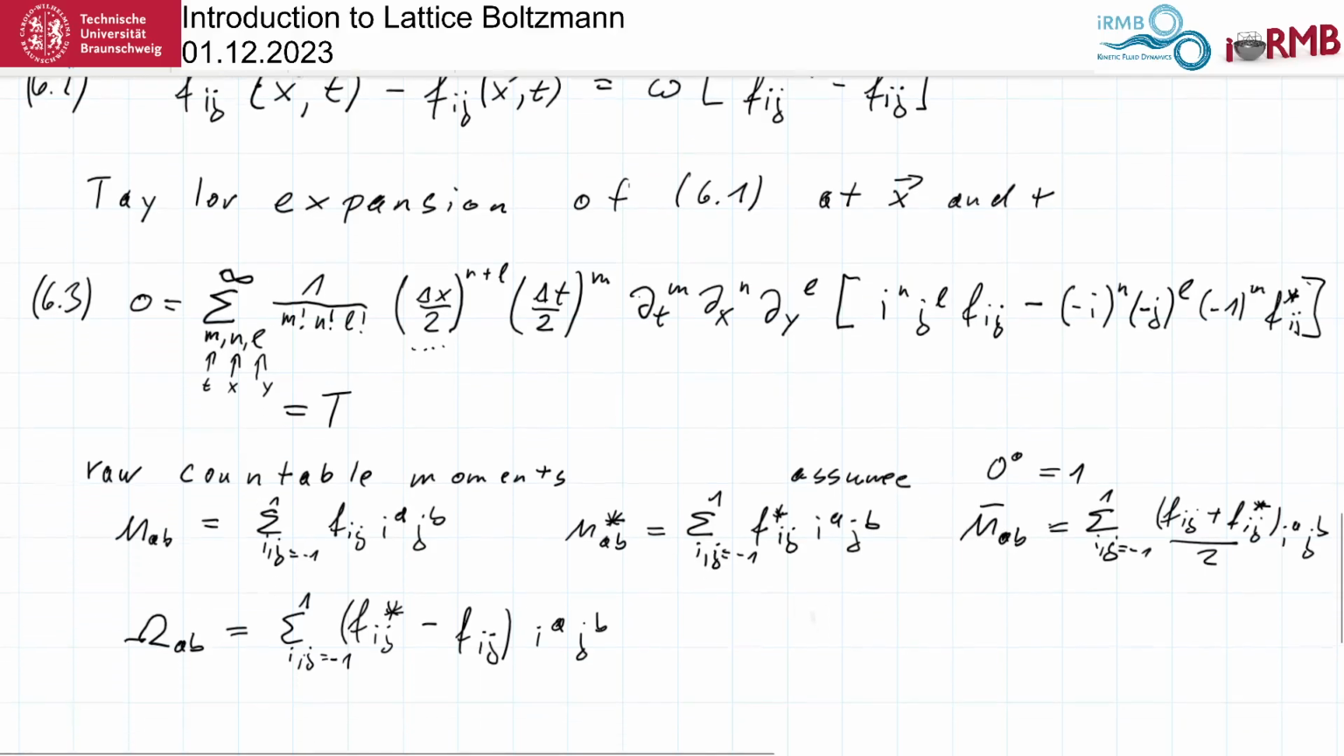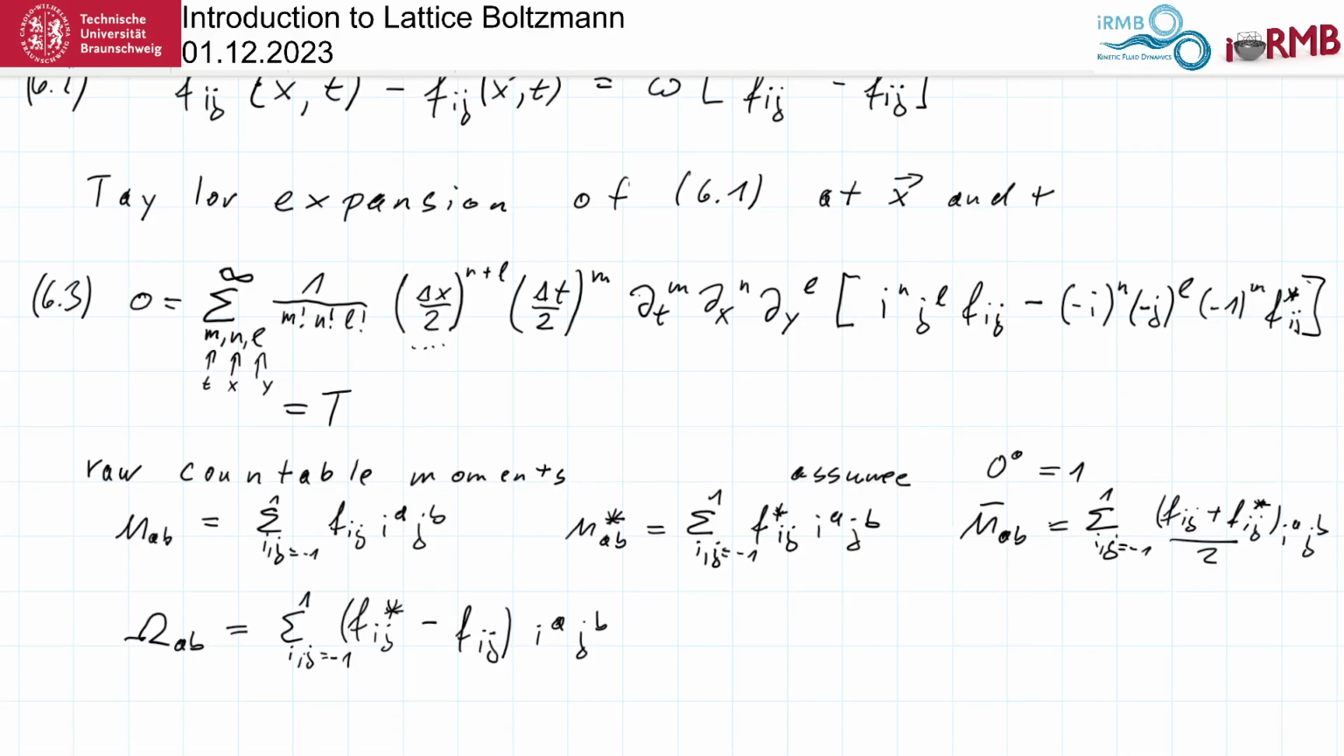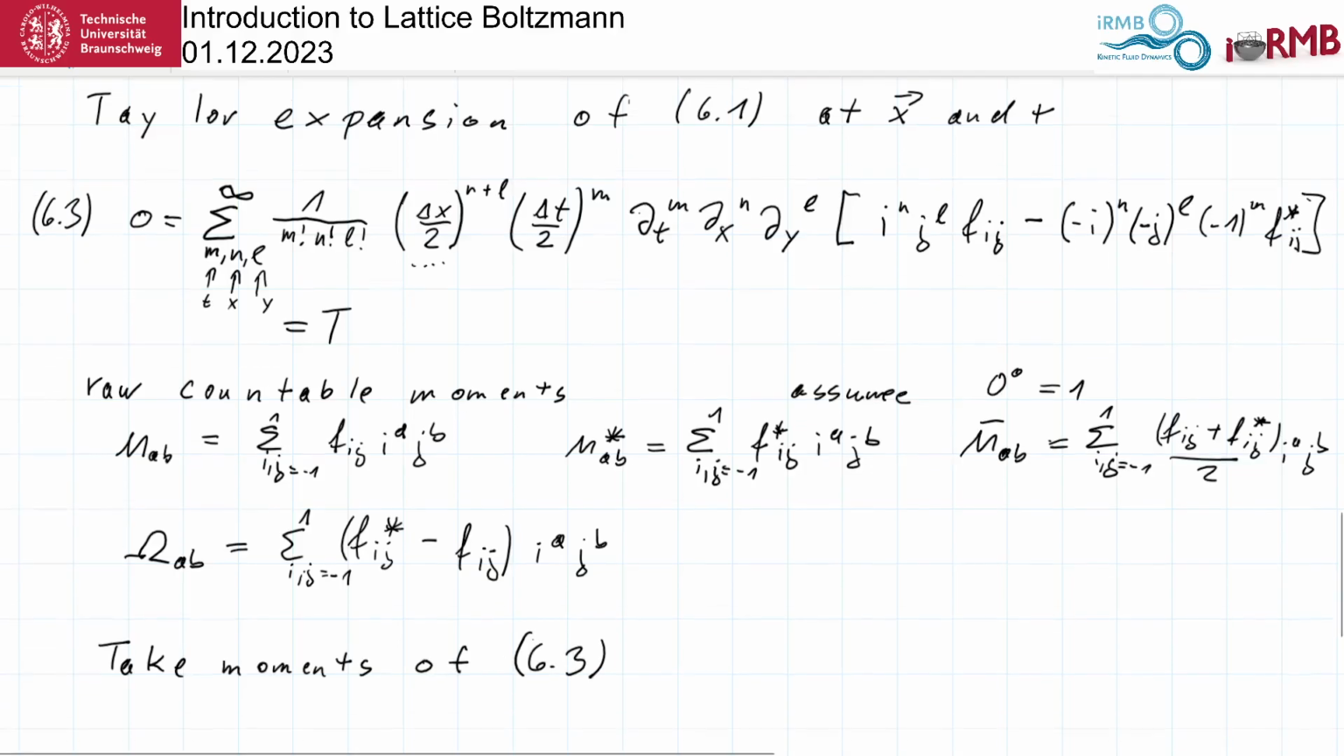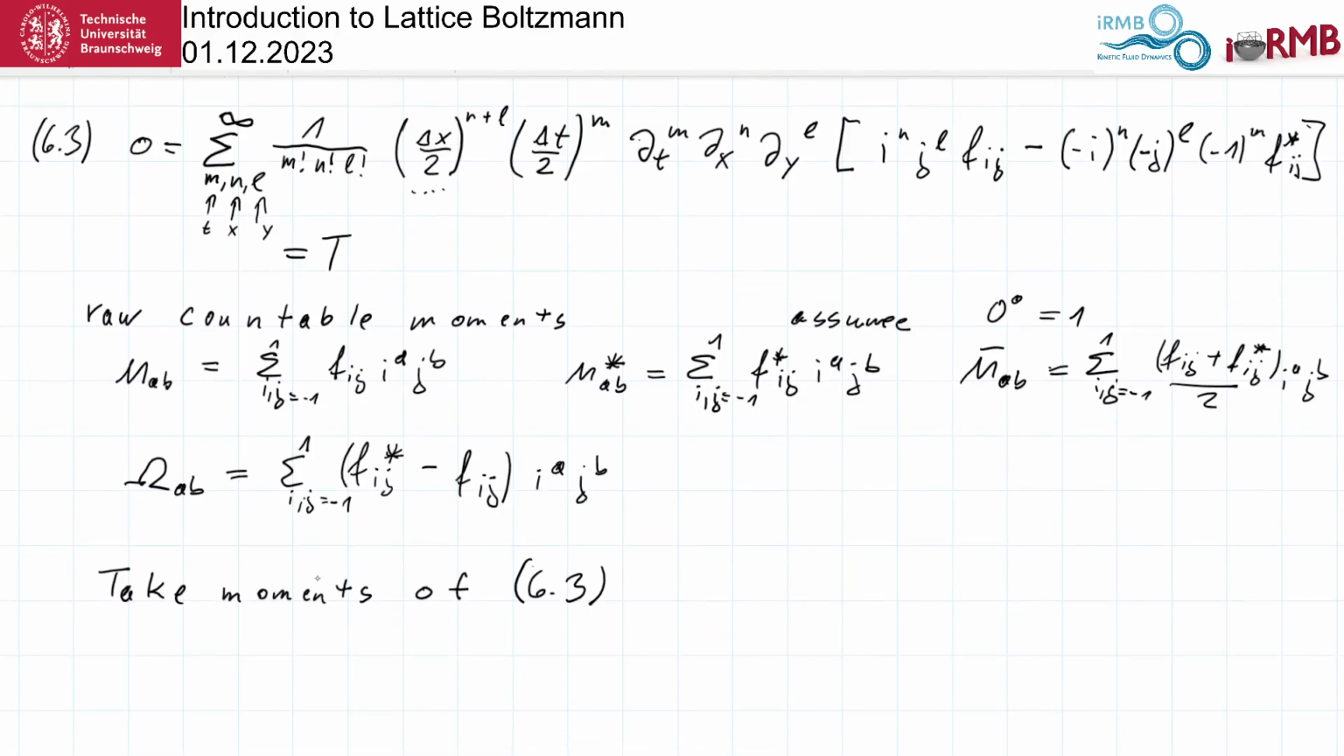Okay, now this is something that, and most of this, up until omega, is what we already had. Now what we do next is we take this equation 6.3 and actually take raw, countable moments of the equation. So this is why I called everything here t.